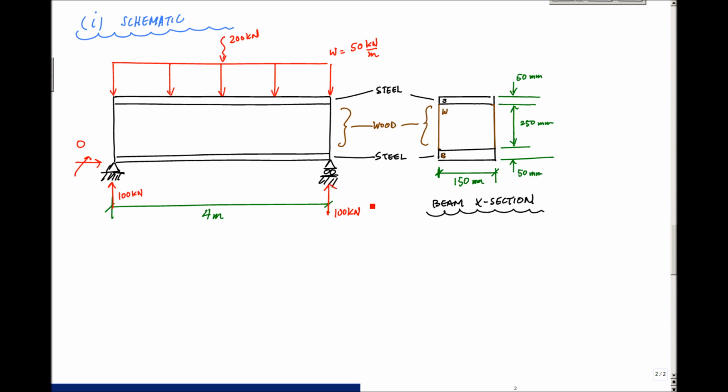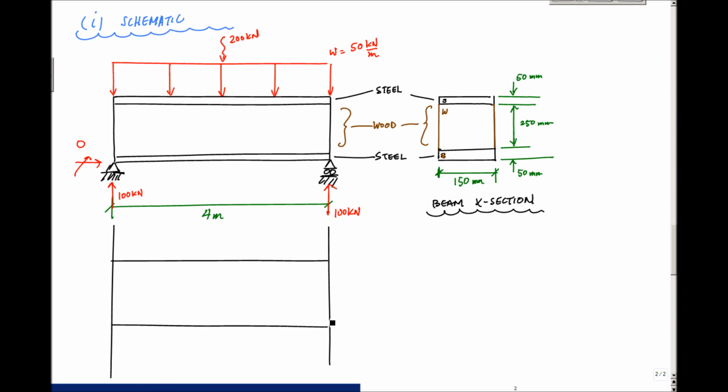Okay, and now I can draw the shear moment diagram. So here, let's see, got my straight edge. Okay, got my straight edge, got my horizontal line for the shear diagram, got my horizontal axis for the moment diagram, the moment in kilonewton meters, and the shear in units of kilonewtons.